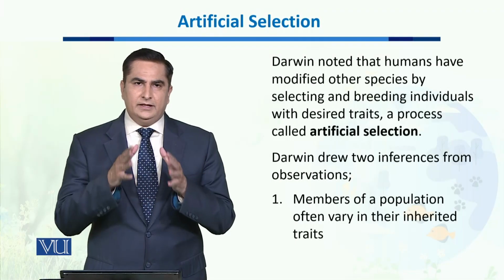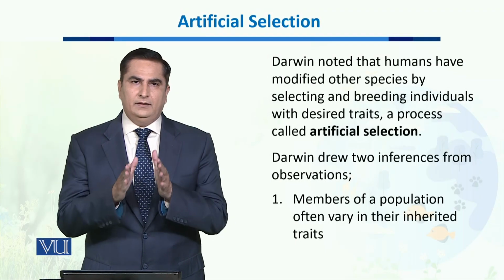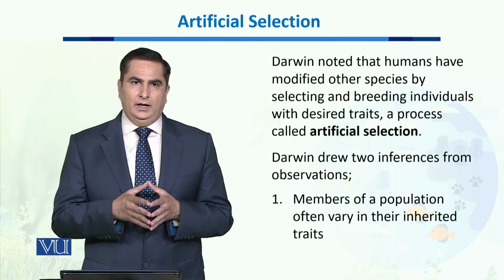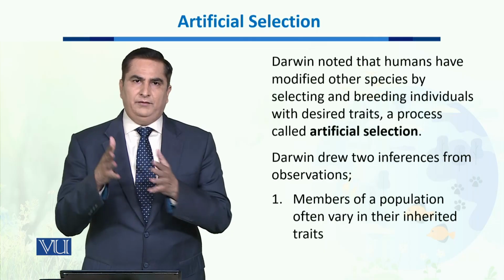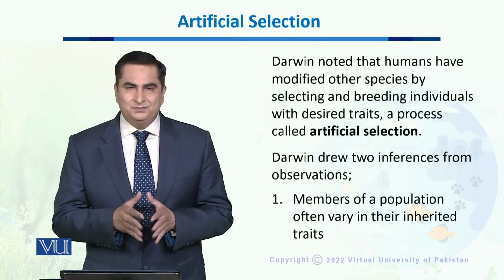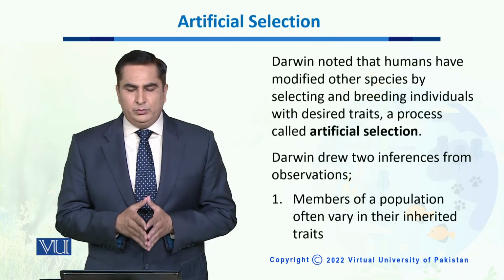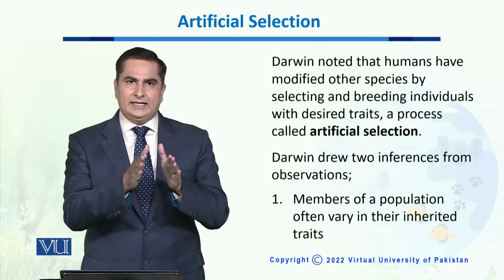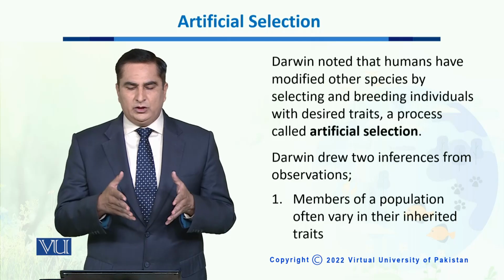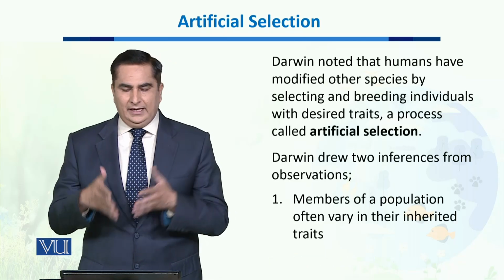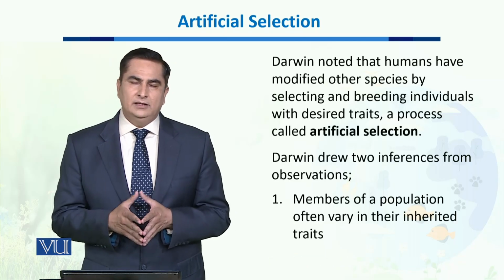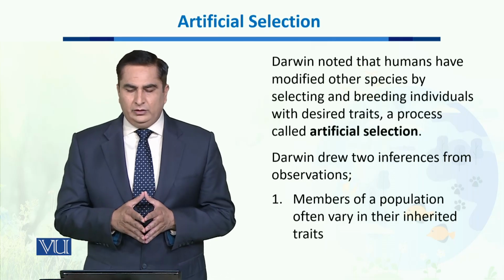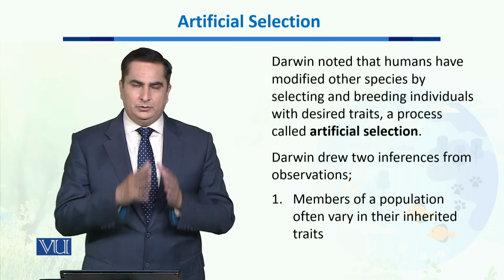Dear students, in this unit, we will talk about another important aspect of Darwin's theories of evolution, which is artificial selection. Darwin noted that humans have modified other species by selecting and breeding individuals with desired traits, and this process is known as artificial selection. He drew two inferences from his observation.